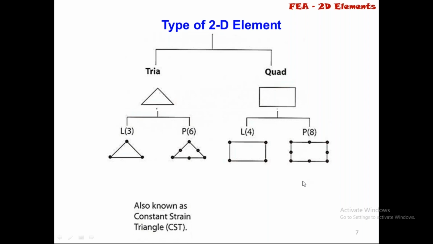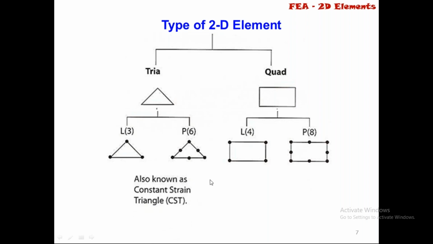So this is known as the constant strain triangle. The second is also known as the linear strain triangle. We will discuss in theory why this is called a constant strain triangle, and why this is called a linear strain triangle. We will discuss this in theory.